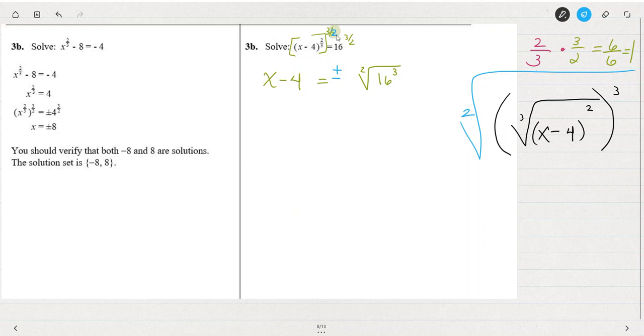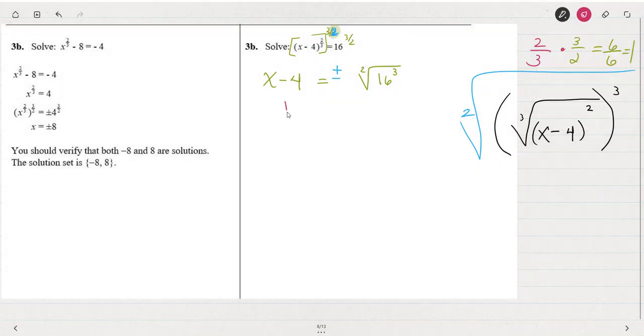But when I'm raising both sides to a fractional exponent where that denominator is even, it's like doing the square root or 4th root or even root of both sides. And we have to be mindful at that point that there are 2 solutions, a positive or a negative version. So watch out for that. Okay, let's continue here. We've got x minus 4 equals the positive or negative square root of 16 cubed.